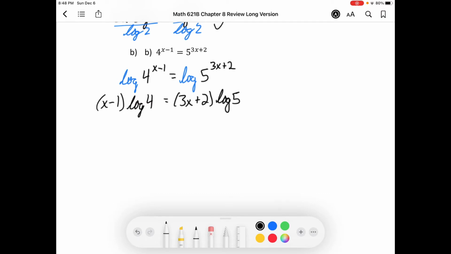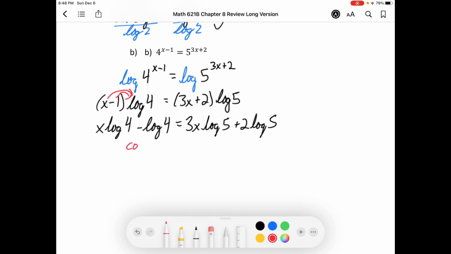Okay, at this point, if you divide by log 4 or log 5, you'll probably just create a different kind of mess for yourself. You could also go to decimals and figure out what log 4 and log 5 are as decimals and then work that way. But probably the slickest way to do this is to expand out. So what will we get on the left? We'll get x log 4 minus log 4. On the right, we'll get 3x log 5 plus 2 log 5.